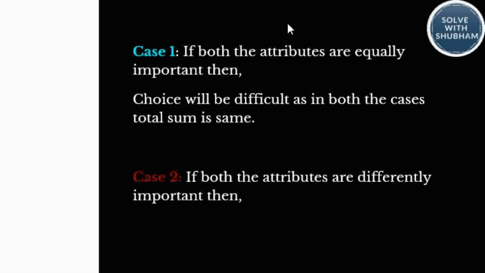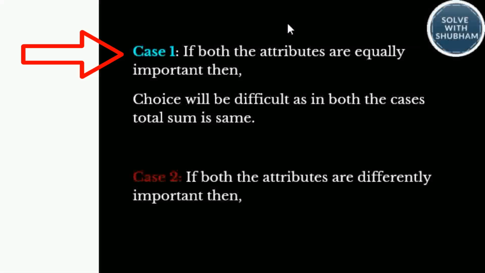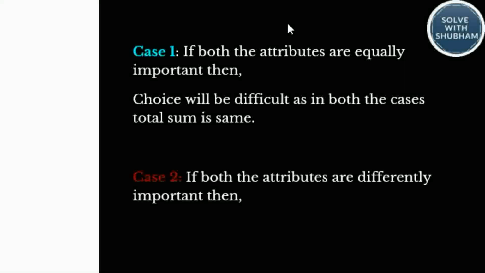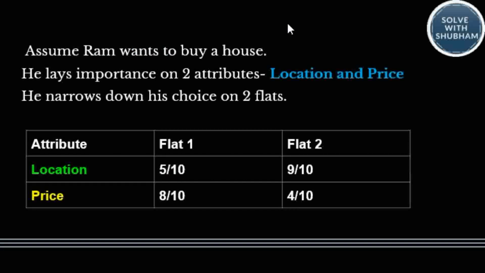Now, there will be two cases here. Case 1, if both the attributes are equally important. So, if the attributes location and price are equally important, then here the choice would be difficult, as in both the cases your total sum is same. Let's go back to the table.